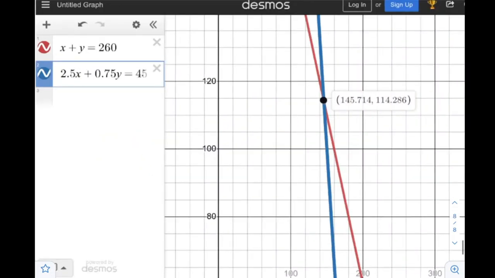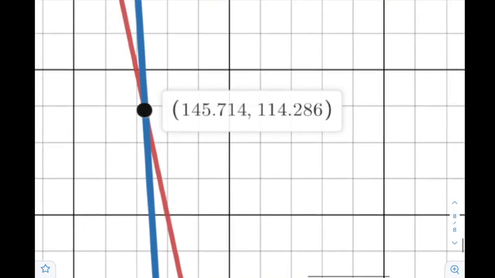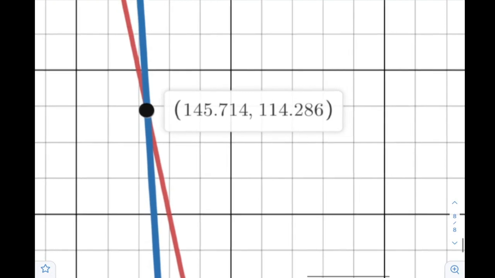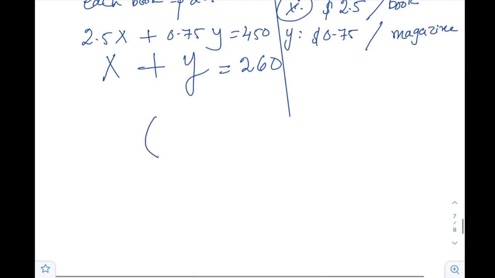In graphing software, Desmos, we don't plot, we write the equation 1, equation 2, and we found that there is a point of intersection as you see here. 145 point something, 114.2. So I'll write here the solution, 145 and 114 approximately.